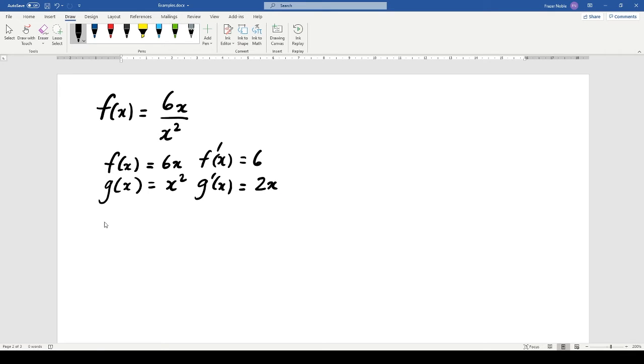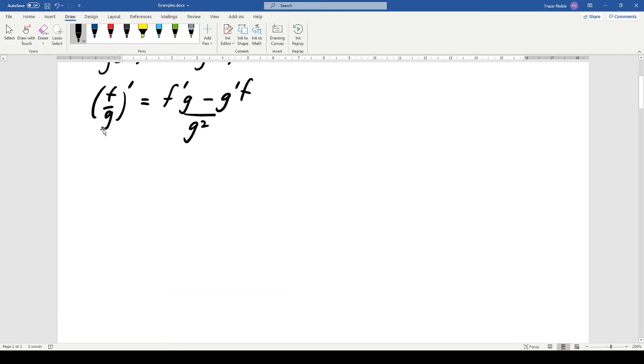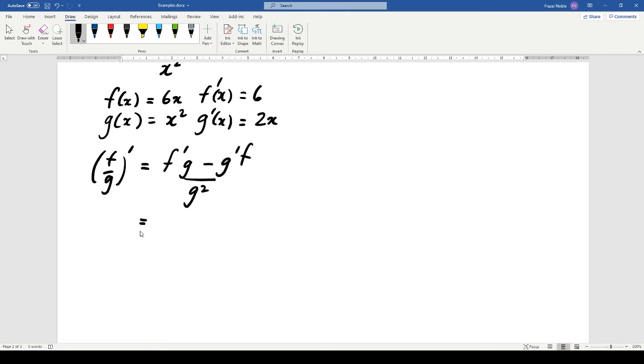So if we want to find the derivative of f divided by g, that's equal to f dash times g minus g dash times f, all divided by g squared. So we could substitute these equations into this formula. So we have f dash, which was 6, times g, which was x squared, and then minus g dash, which was 2x, times f, which was 6x, and that's all divided by g squared, which was x squared squared.